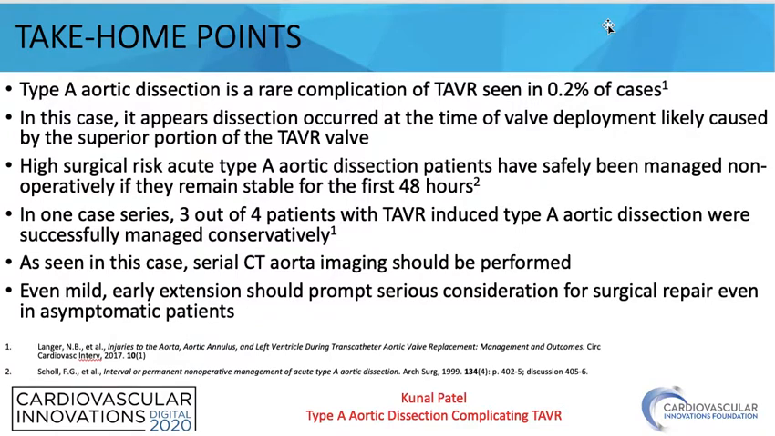Although type A dissection in a non-TAVR population is a surgical emergency, in select high or prohibitive surgical risk patients who demonstrate 48 hours of stability in their symptoms and the size of their dissection, a conservative non-operative approach has been described. In TAVR patients, one small case series found that 3 out of 4 type A dissections associated with TAVR were successfully managed conservatively. Importantly, if an initial conservative approach is taken, serial CT imaging is critical to the early management of these patients. And as we learned in our case, even mild early extension of the dissection flap should prompt a very serious consideration of surgical repair, even in asymptomatic patients.